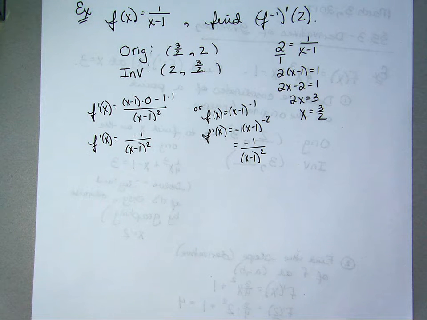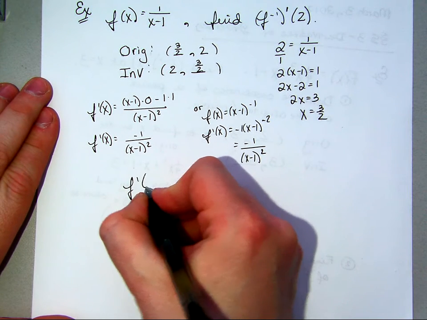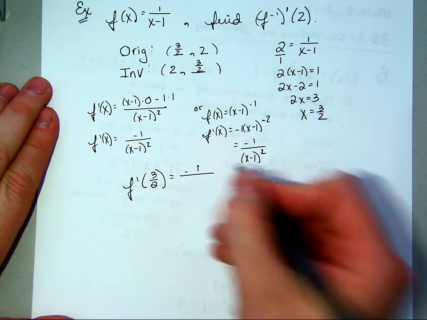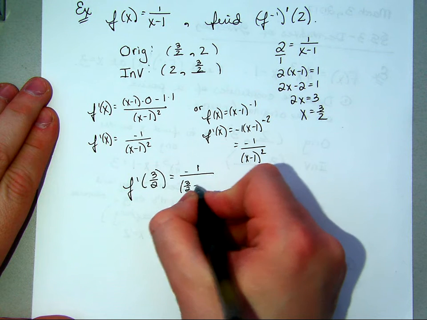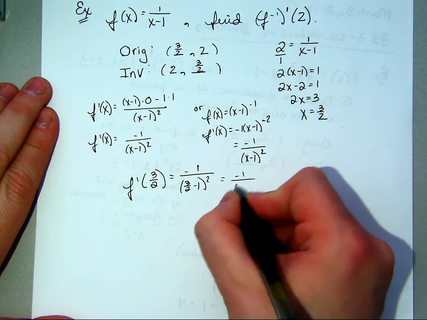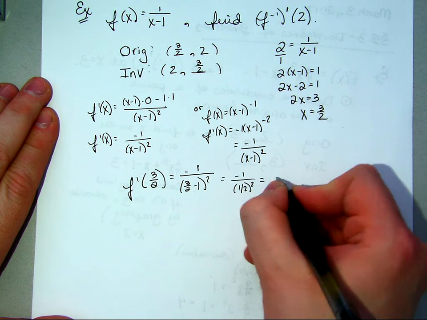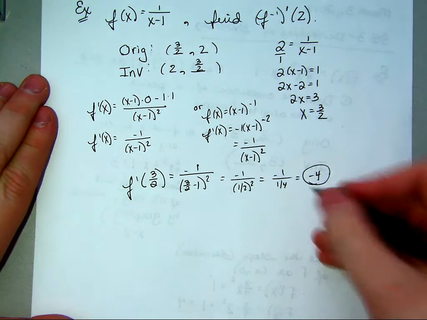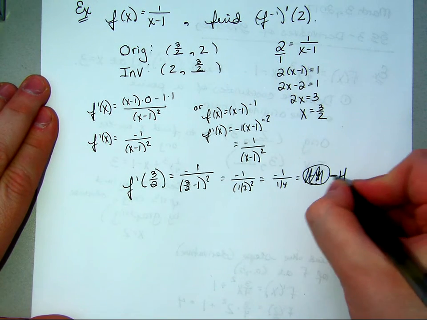Okay. What am I plugging into this? 3 halves or 2? 3 halves. This is the derivative of the original, so I need to plug in the x value from the original. That's 3 halves. One over 3 halves minus 1 squared. That's negative 1 over 1 half squared. That's negative 1 over 1/4. I should not have circled that. I'm getting negative 4.